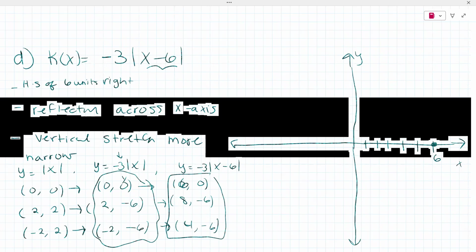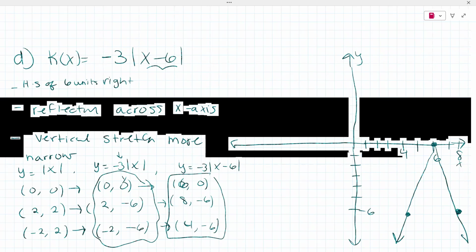(8, -6). (4, -6). 1, 2, 3, 4. There we go. And then if you connect these three dots, it has a V shape. It's going to look like that. So you can see it is a little bit narrower and it is reflecting, right?